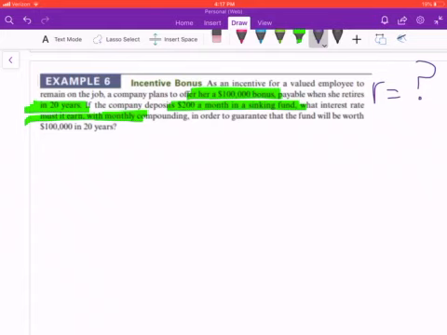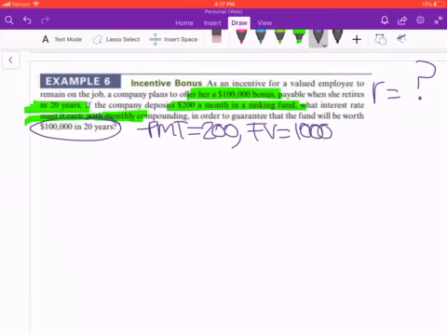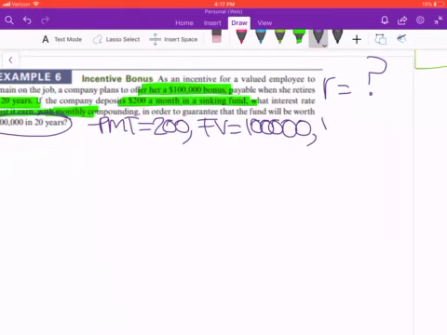In order to guarantee that the fund will be worth this much in 20 years. So we are looking for the rate. We know the payment is going to be $200. We know the future value should be $100,000, or at least $100,000, and we know that they have 20 years to complete that.